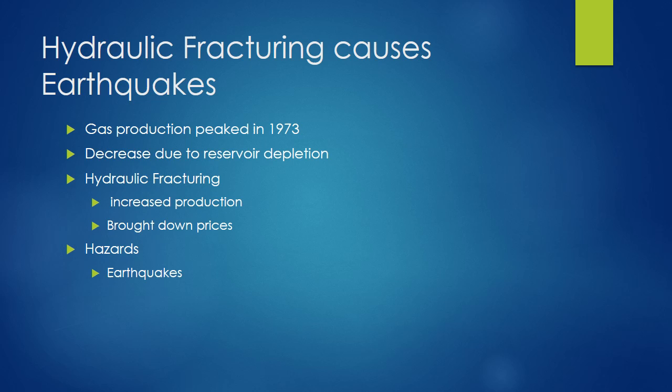Hydraulic fracturing causes earthquakes, and that is what my presentation is about today. Annual U.S. gas production was at its peak in 1973, and for the decades after, production decreased as these reservoirs became depleted. Hydraulic fracturing techniques improved in the 90s, and gas production took off again and was above production rates in the 1970s. This increase in production brought gas prices down, but there are some hazards associated with hydraulic fracturing, including earthquakes.